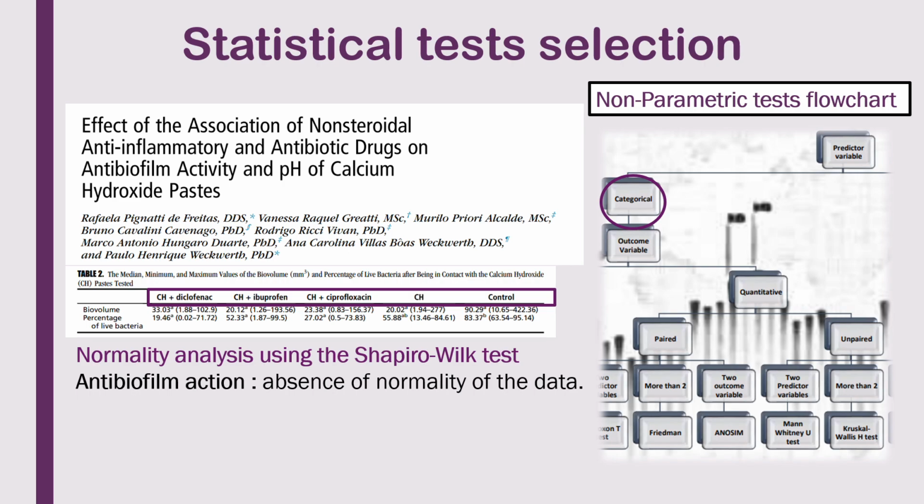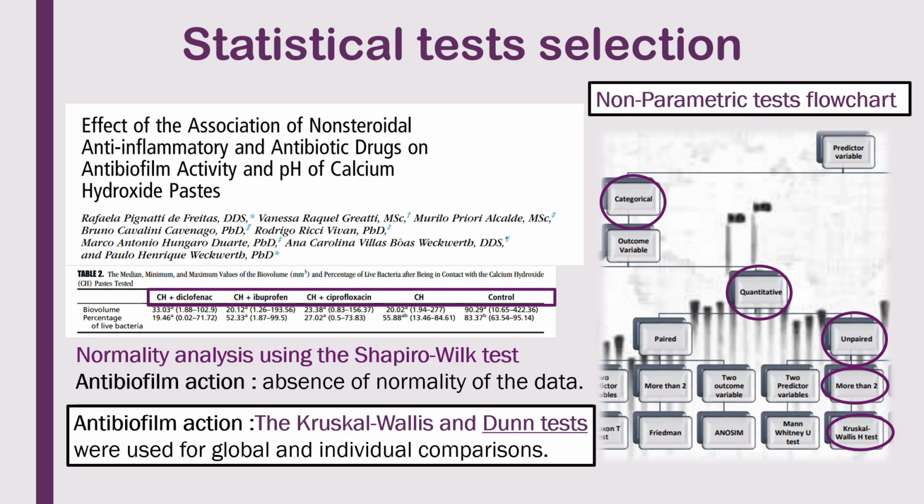Our outcome variable is the biofilm percentage, so our dependent variable is quantitative, and each group is different from the others, so our variables are unpaired, and they are more than 2, so Kruskal-Wallis should be selected, and that's actually what the authors did. But if you notice, they used an additional test besides Kruskal-Wallis, which is Dunn's test, and I will come to this in seconds.